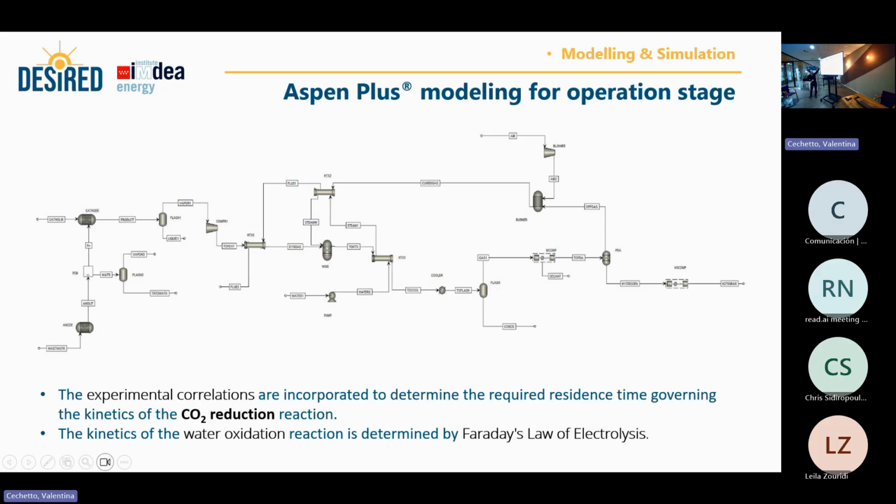Here we have the reactor. We separately simulated the anode side and the cathode side as two different reactors, with the membrane in the middle. The wastewater gets into the anode side, and the CO2 with some catholyte goes to the cathode side. The reactions happen and some product is produced. In this case, the product is a syngas stream, a mixture of CO and hydrogen.